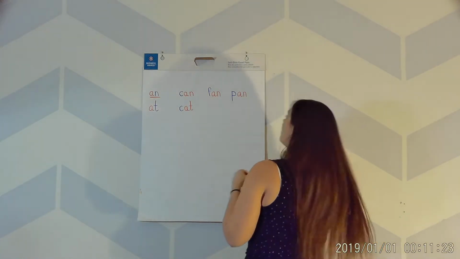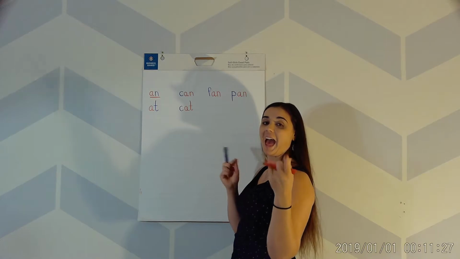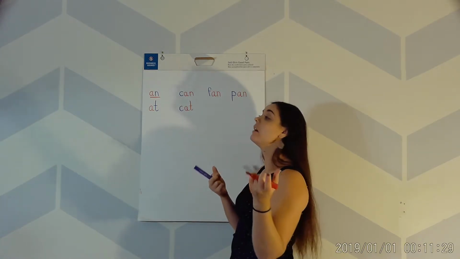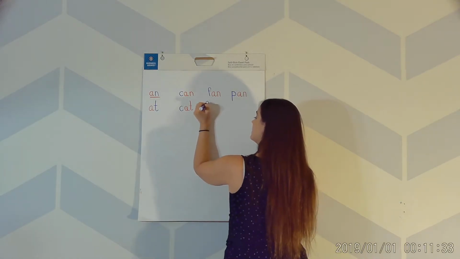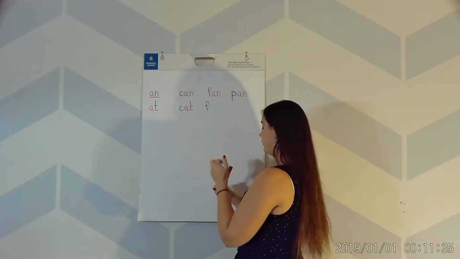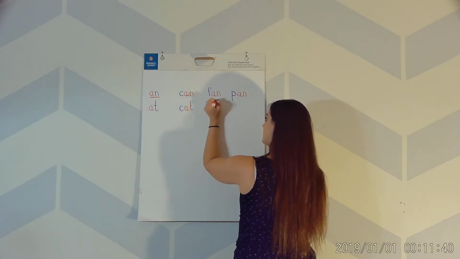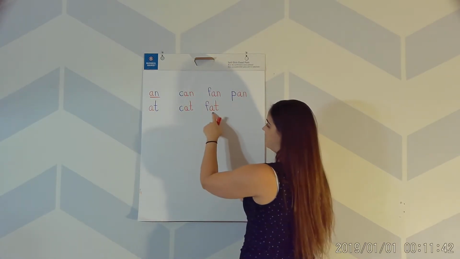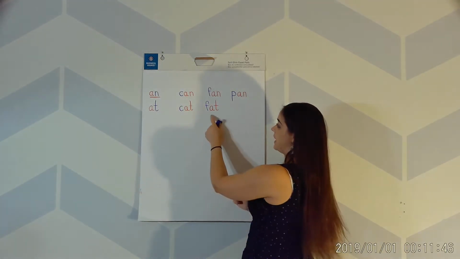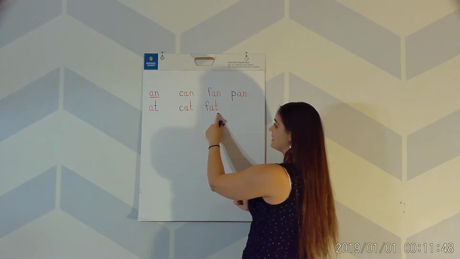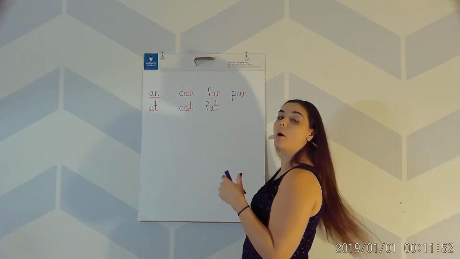Okay, next word, fat. Fat. A, t. Fat. So that F says f, and then we've got that AT at the end of all of these words. Now let's go ahead and blend. F, at, fat.